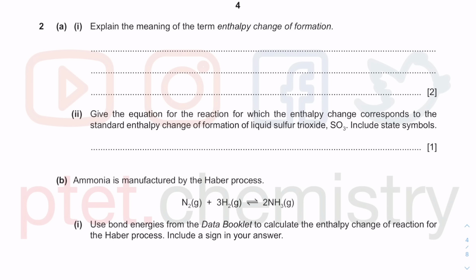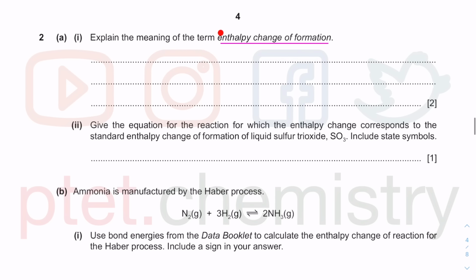In this second question, explain the meaning of the term enthalpy change of formation. You will notice that they don't mention standard here, so you don't get 1 mark for standard conditions because they do not mention standard here. Sometimes they will say explain the meaning of the term standard enthalpy change of formation, but if you already remember the definition, if you say understand the conditions, I don't think they'll penalize you. You just don't get the extra mark or extra credit awarded for it.